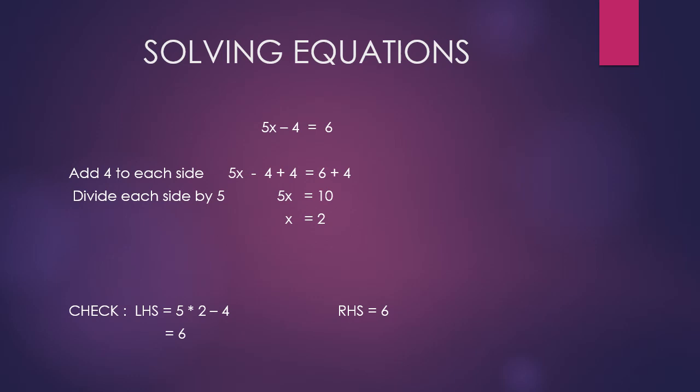After getting the answer, you can check your answer. Substitute the answer which you got into the given equation. On the left hand side, you can substitute 2 for x. 5 times 2 is 10, 10 minus 4 is 6. The right hand side is 6, therefore both sides are equal. That means your answer is correct.